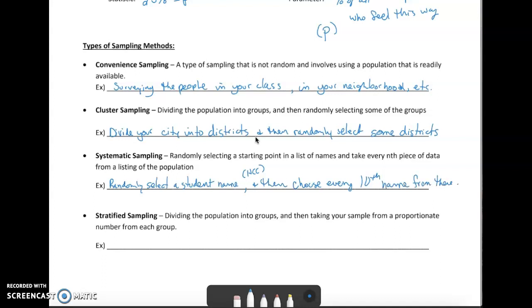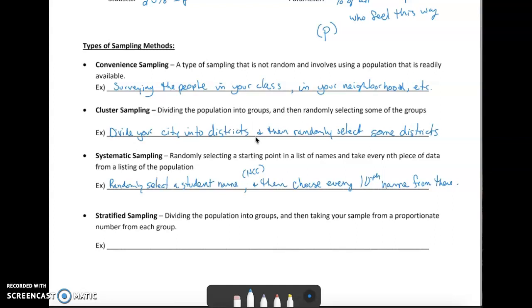Since the starting point is random, you just pick a number, again, depending on how big of a sample you actually want. So let's say we pick every 10th name from those, and then whoever's names end up on the list, that makes up your sample.